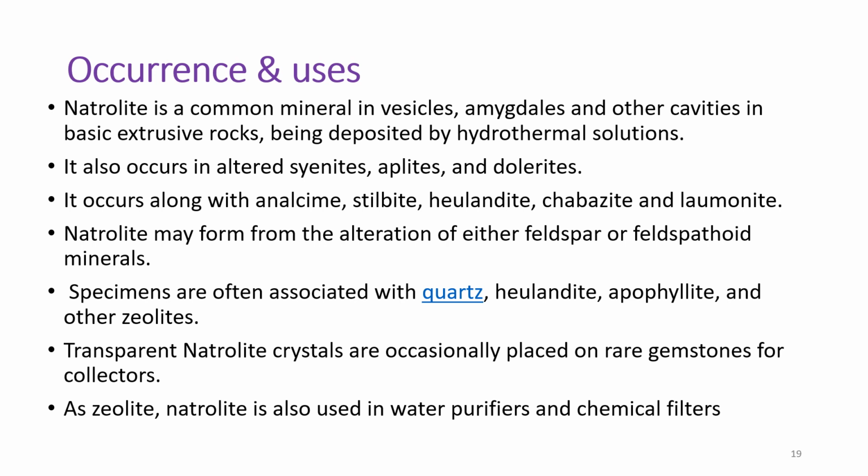Coming to the occurrence and uses, natrolite is a common mineral in vesicles, amygdales, and other cavities, and also in basic extrusive rocks, being deposited by hydrothermal solutions. And it also occurs in altered syenites, theralites, and dolerites as well. It occurs along with analcime, stilbite, heulandite, which are other zeolite group minerals, chabazite and laumontite. Natrolite may form from the alteration of either feldspars or feldspathoid minerals. These specimens are often associated with quartz, heulandite, or apophyllite, and other zeolites.